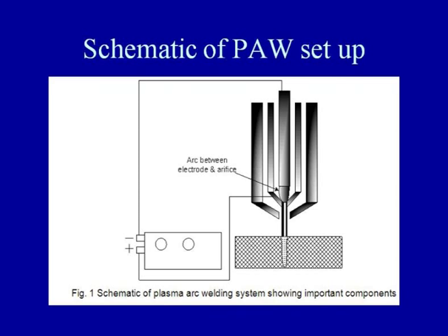And basically one typical technique which is used with the PAW process is called the keyholing technique, where first the plasma is allowed to penetrate the material up to the full depth. Once melting takes place through the thickness of the plate to be welded, the plasma is moved slowly, so that the weld joint can be made along the length of the plates to be joined.